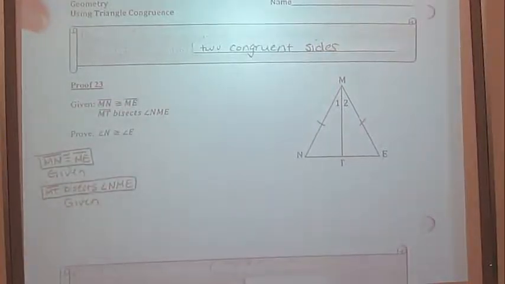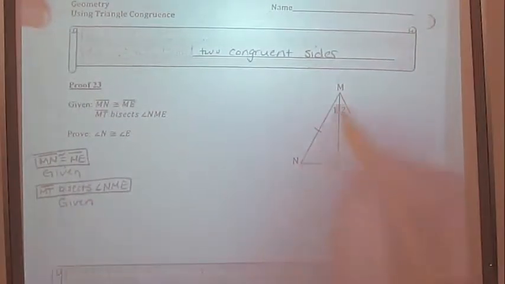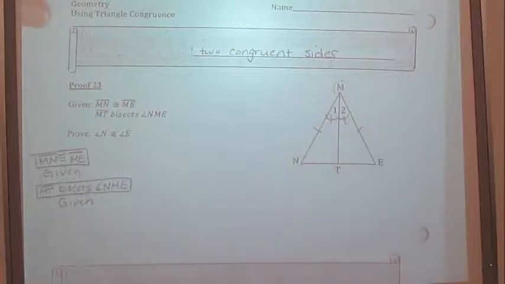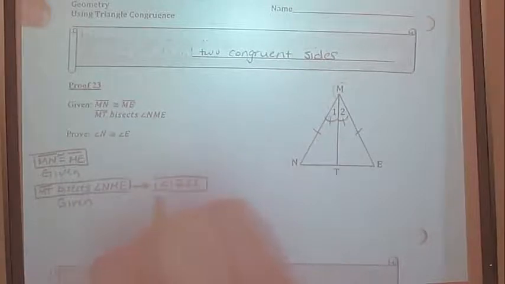Okay? Now, what does it mean to bisect? It means it's going to cut this angle in half. So NME, this angle right here, is being cut in half. So that's going to make angle 1 and angle 2 congruent. So from that, which is why there's an arrow there, we know that angle 1 is congruent to angle 2. And that's the definition of a bisector.